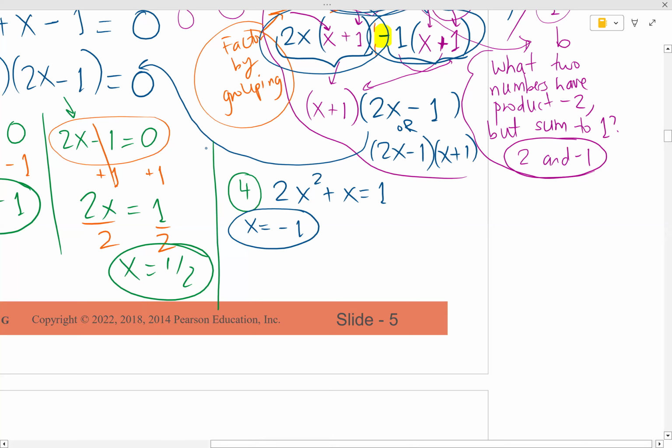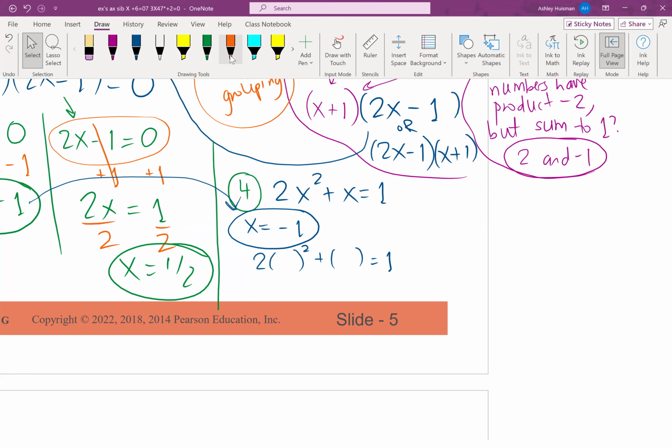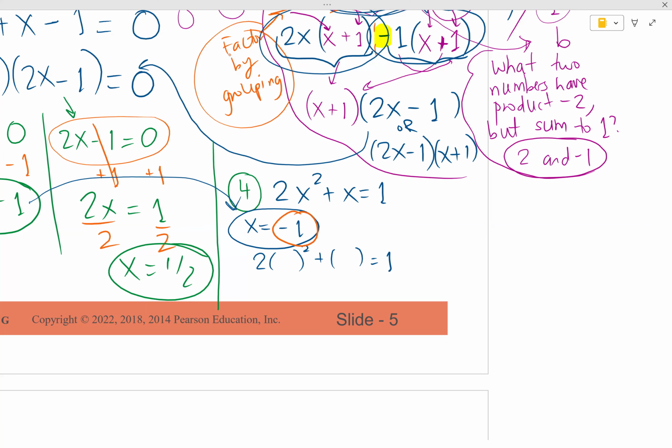So you have to check one at a time. You can't check them both together. That's one of my solutions. The very first one I got was negative 1. So I'm going to take the original equation, 2x squared plus x equals 1, and replace any x that was in there with negative 1. So negative 1 is going to go for the x squared, and it's going to go for this x as well. There we go.